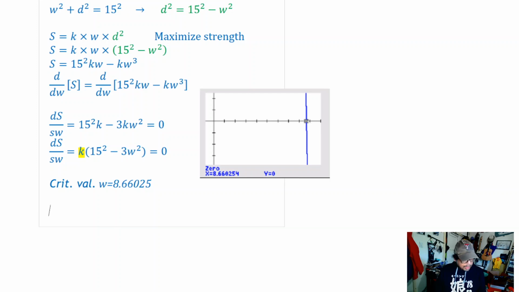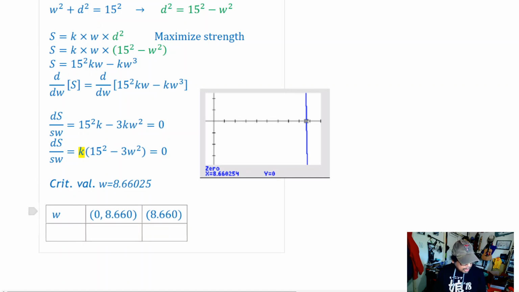And here it's easy for us to do that first derivative test. We can set up our table here. We've got the first interval from 0 to 8.660. And I'm saying from 0 to 8.660 since we're talking about a physical dimension. W should be greater than 0, comma, 8.660 to positive infinity here.